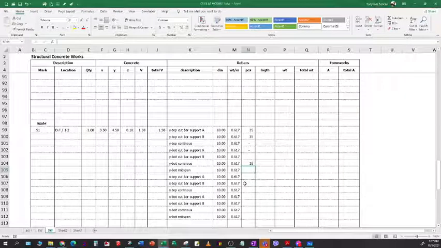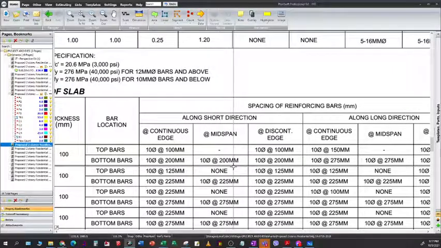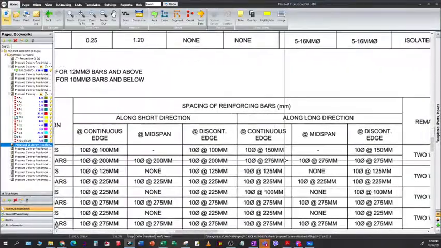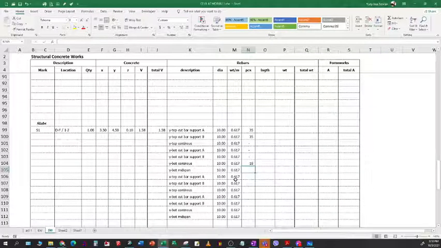Okay? Now, is there a rebar at the midspan? No, because the spacing here is 200, 200, and 200. So there is no difference at the center and at the sides. So therefore, there are no extra bars or midspan rebars. Alright? So I hope that is very clear. Let's now proceed to the X direction.